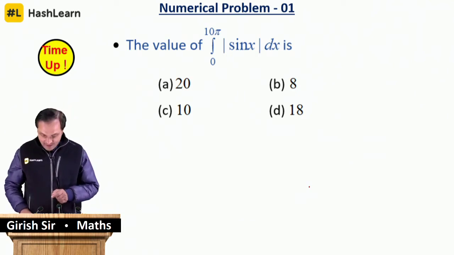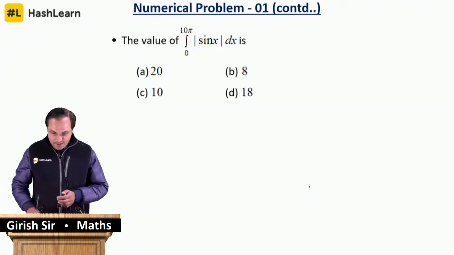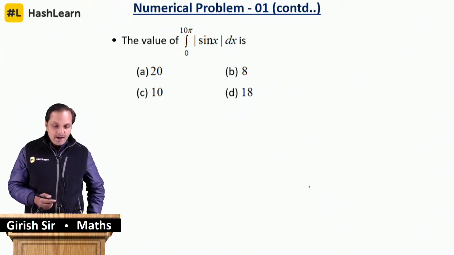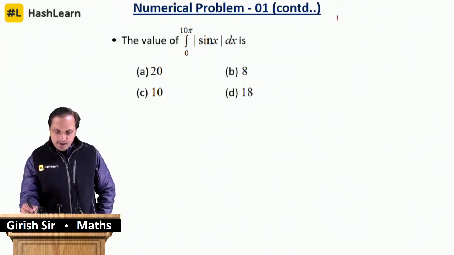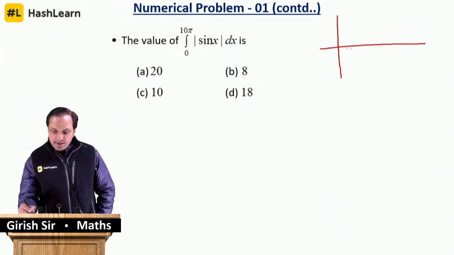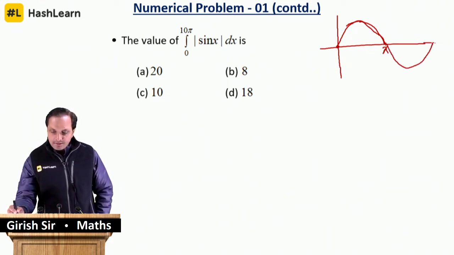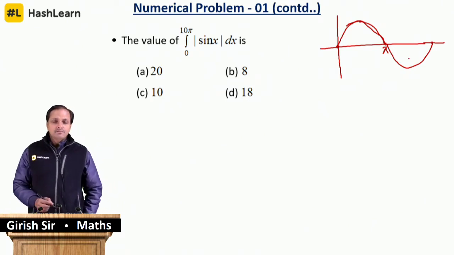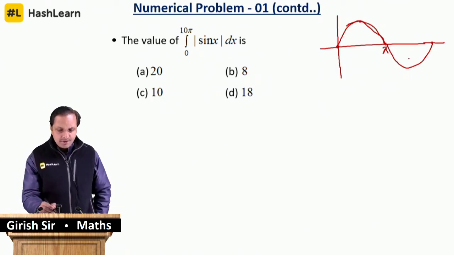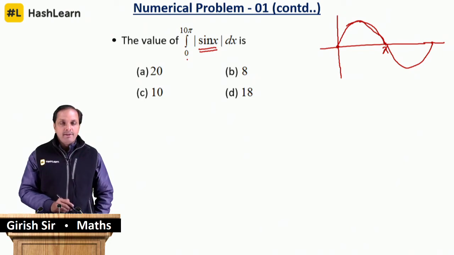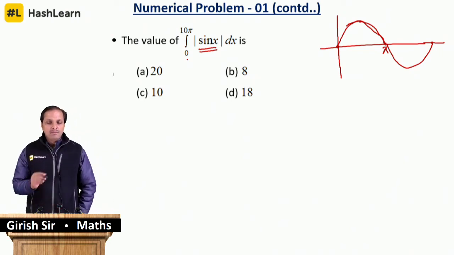Time up. Time up, and let's see, you know that 0 to 10 pi, you know that how the graph of sin x will come. You know sin 0 is 0 and sin 90 is 1 and sin pi is again 0, and after pi you will have again like this. So mod function means you need to take positive everywhere. Mod means it is nothing but positive.